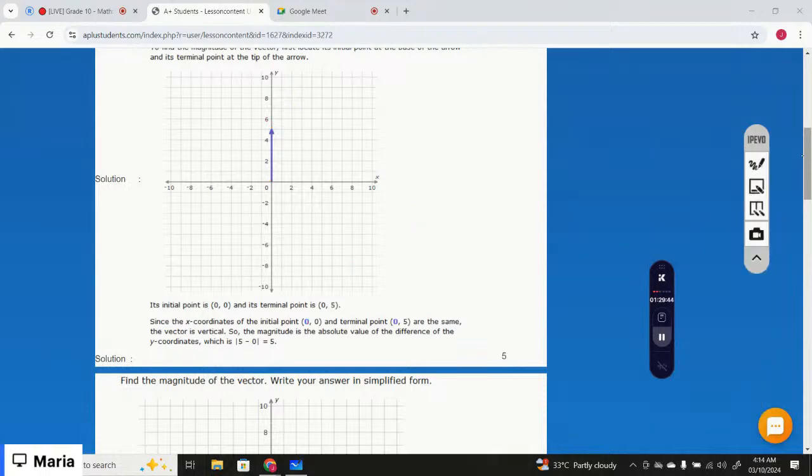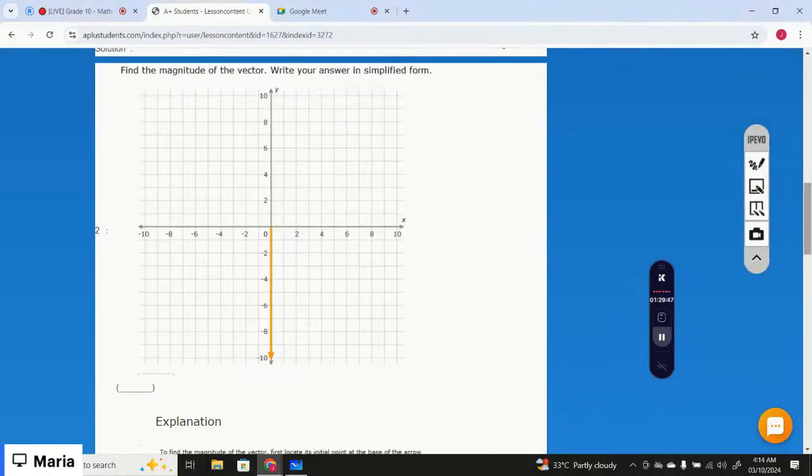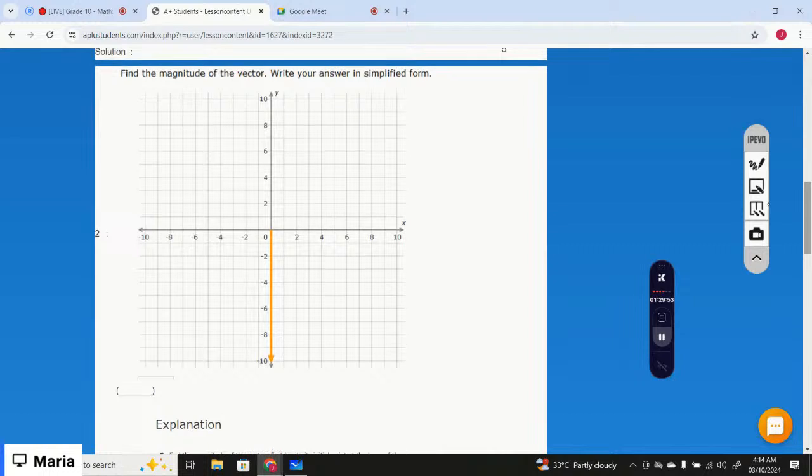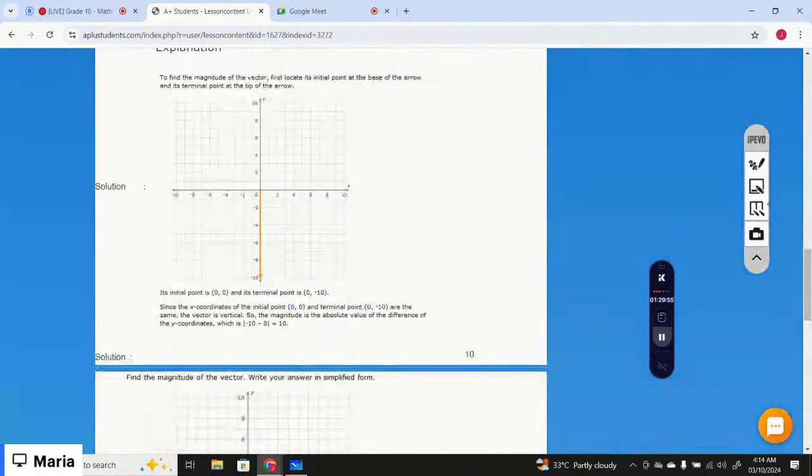Okay, let's just look at the other example. Find the magnitude of the vector. So this is at 0, 0 and this is at 0, negative 10, right? So then the magnitude is the absolute value of the difference of the y coordinates, right? So the y coordinate is negative 10, but that is an absolute value, so 10 it is.